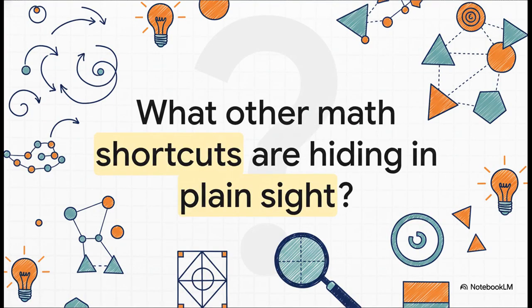So now you have a really solid handle on finding the lowest common multiple. But it kind of makes you think, doesn't it? Knowing these different techniques opens up new ways to see how numbers work together. It really leaves us with a question. What other clever math shortcuts are just hiding out there in plain sight, waiting for us to find them?